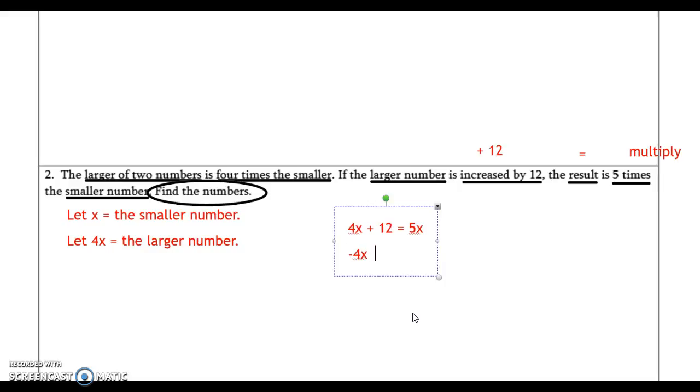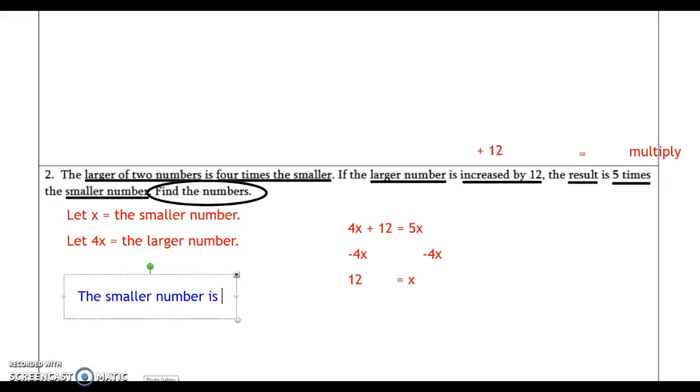We're going to subtract 4x on both sides. And then we've solved the equation because 12 is the only thing left on this side, and 5x minus 4x, of course, is just x. Our answer is x equals 12 for this equation. It says to find the numbers, though, so we need more than just x. We know that the smaller number is 12. In order to get the larger number, we're going to have to multiply that number, 12, by 4. So 12 times 4 is 48.